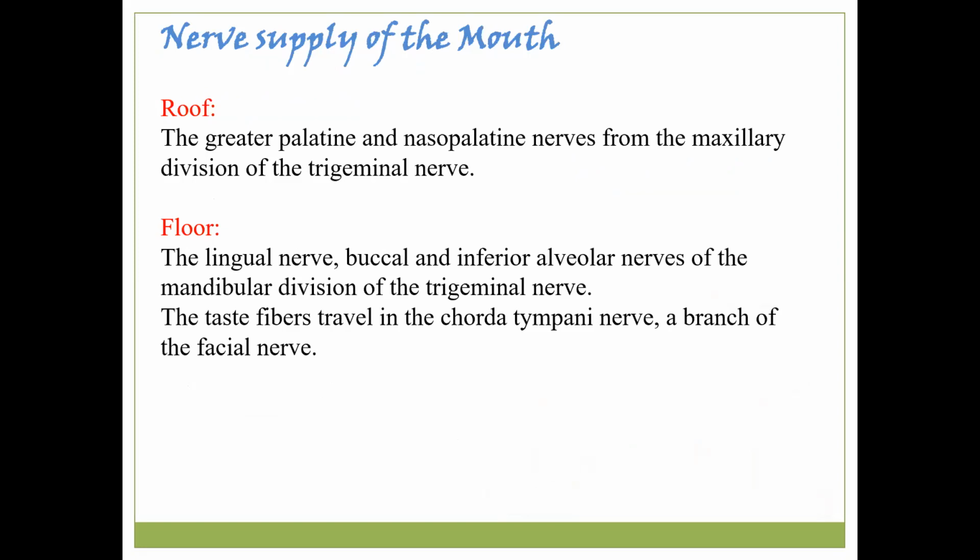Then let's go to the nerve supply of the oral cavity. When we talk about the nerve supply, it is easy to describe it according to the regions. The roof is supplied by the greater palatine and nasopalatine nerves from the maxillary division of the trigeminal nerve, and the floor is supplied by the lingual nerve, buccal and inferior alveolar nerves of the mandibular division of the trigeminal nerve.